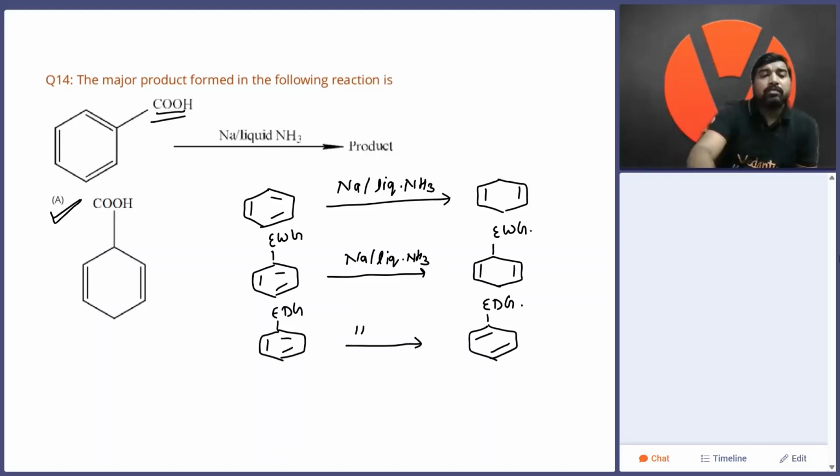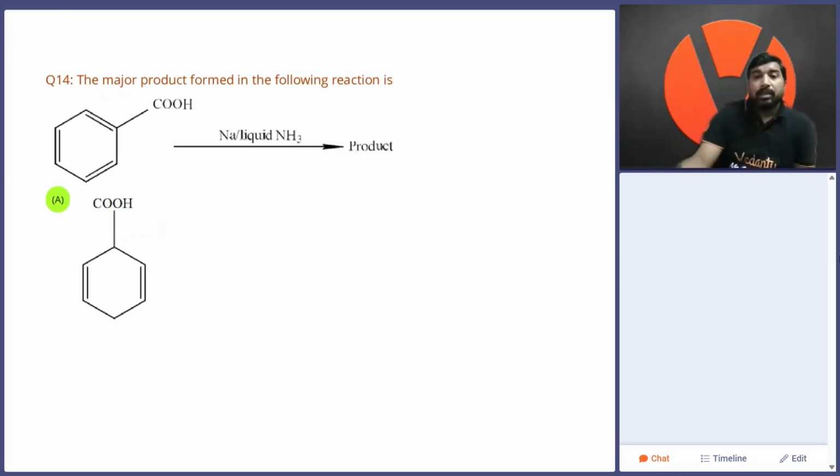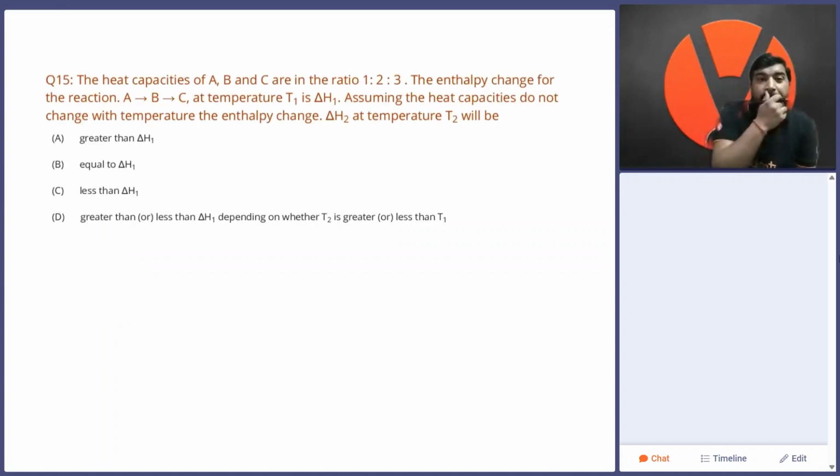We just need to cross check. Yes, definitely. Other options are given as B, C, and here is the D option. So yes, definitely A is the right answer. Now this was question number 14. We're going to discuss question number 15.